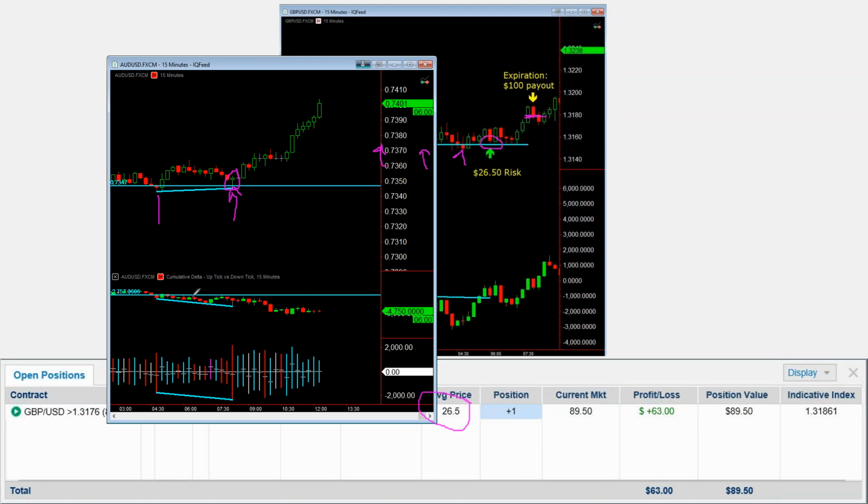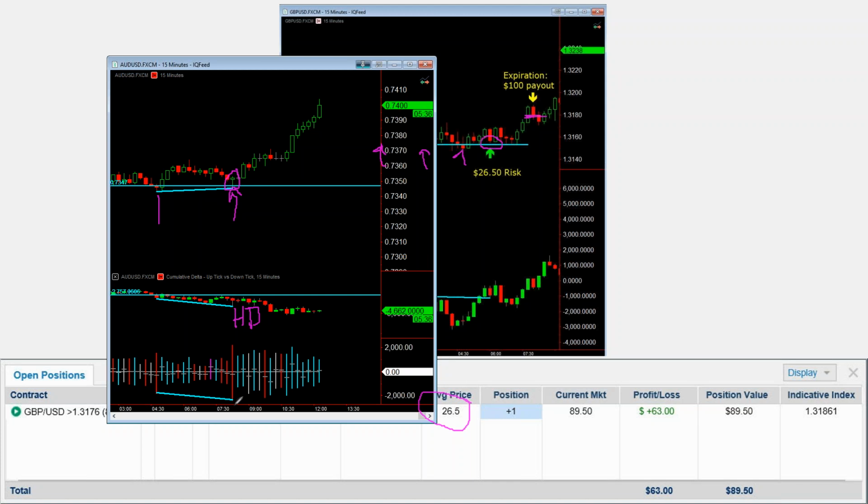Now, this is a different type of divergence, okay? This is hidden divergence within the volume, which is why I wanted to show it, okay? They were making higher lows in price, but they were making lower lows in the cumulative delta. You can also see that in the directional.